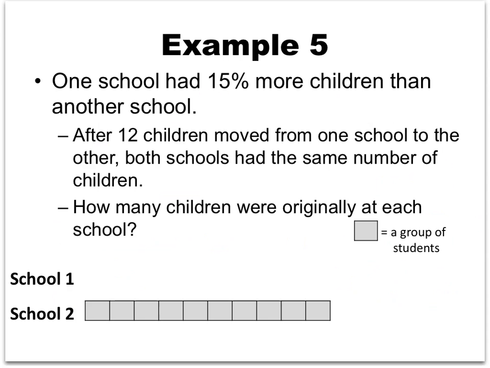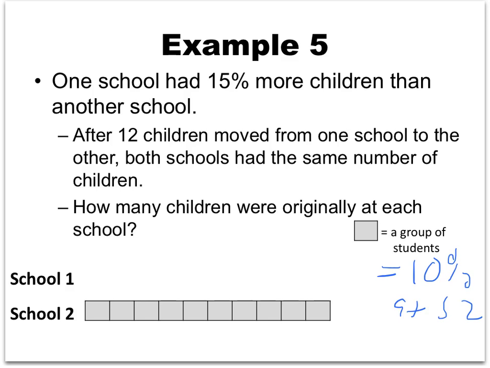So let's draw a strip diagram here, and let's start off with the second school. We're going to start off with the second school because we're told that the first school had 15% more children. So let's draw a strip here for school 2, divide that up into 10 pieces. So each one of those boxes represents a group of students, which again is 10% of the students at school 2.